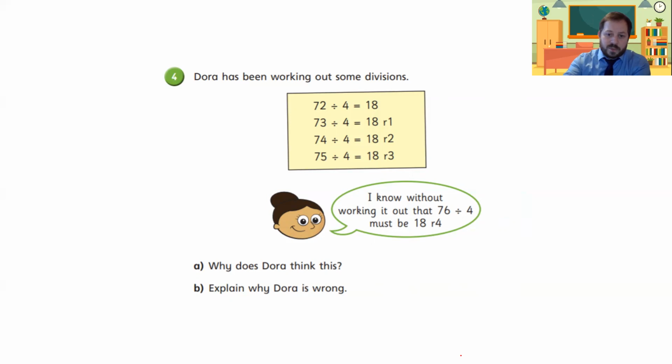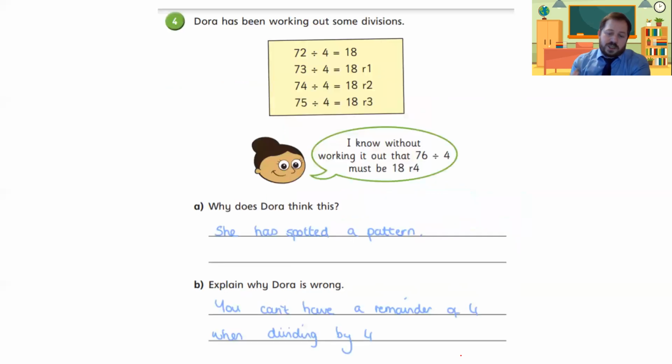Okay, so she spotted a pattern, which is why she thinks that. And she thinks it because every time this number increases by 1 here, so does our remainder. But the problem is, she's wrong because you can't have a remainder of 4 when you're dividing by 4. You can't have a remainder the same as or larger than your divisor. It has to be smaller than.